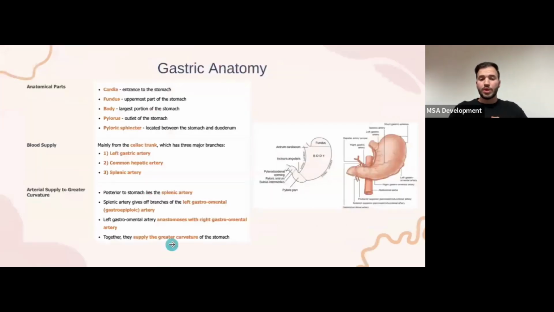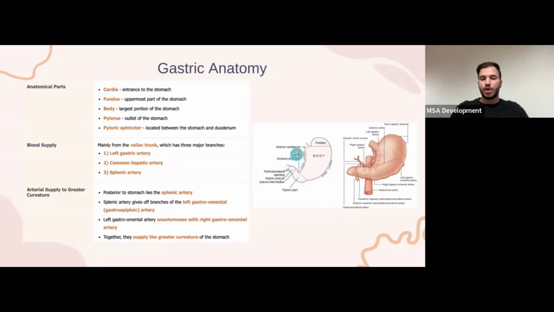To begin with briefly, let's start talking about gastric anatomy. First of all, we have the cardia, which is here, which is the entrance to the stomach. Then we have the fundus, the uppermost part of the stomach, then the body, then the pylorus, and finally the pyloric sphincter, which is located between the stomach and the duodenum.